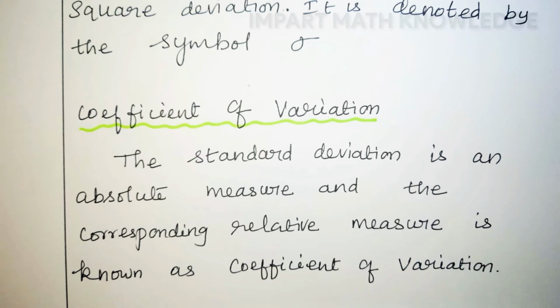Coefficient of variation. The standard deviation is an absolute measure and the corresponding relative measure is known as coefficient of variation.